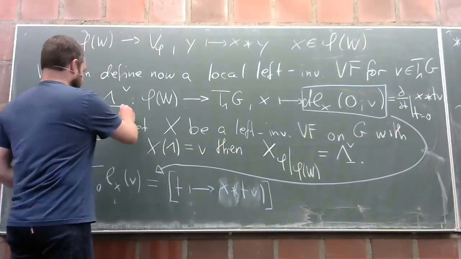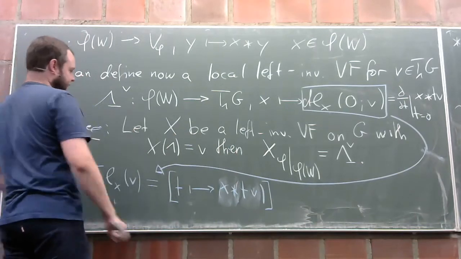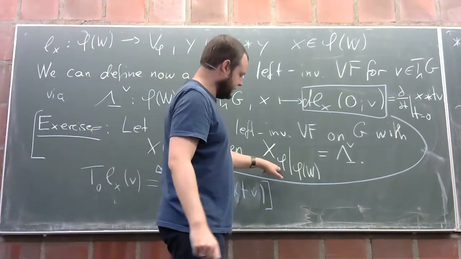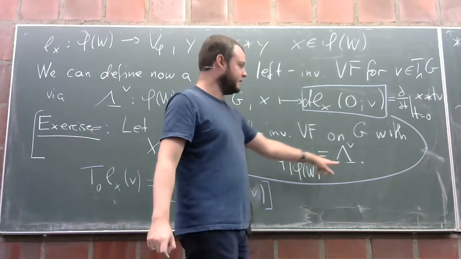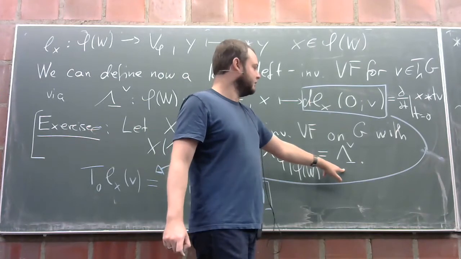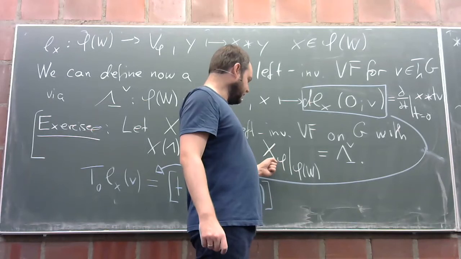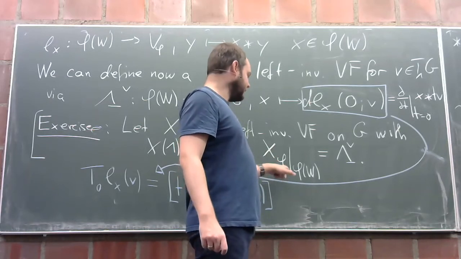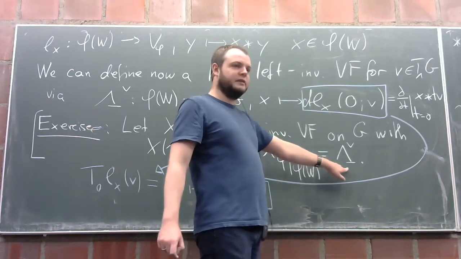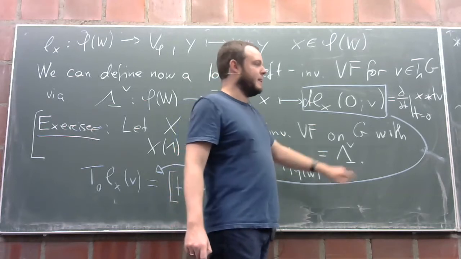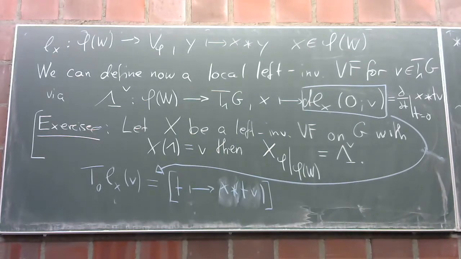So basically, what this exercise tells us is the local representatives of left invariant vector fields are given by those. Or in other words, I can say the left invariant vector field is phi related, where phi is the chart, to these local left invariant vector fields. And this is what we were after. So exploiting the relatedness condition, I know now how to express my Lie bracket.